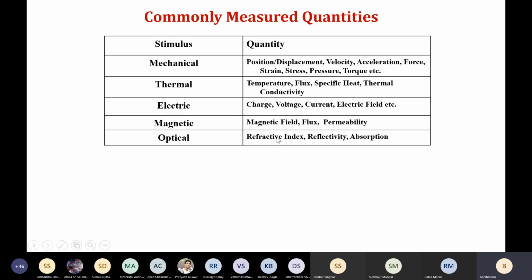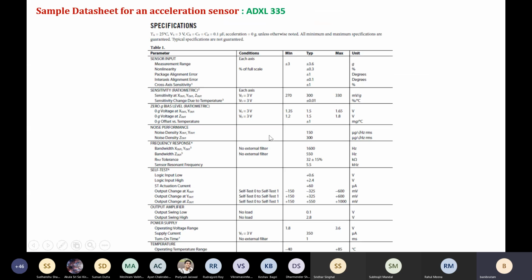Now, if you look at the data sheet of a typical sensor, for example an acceleration sensor, the ADXL335 example we have shown here, which is made by Analog Devices. In this specification data sheet, different types of parameters are mentioned. Like you have measurement range, that is, what is the range it can measure.